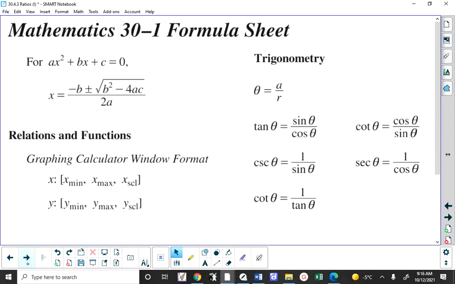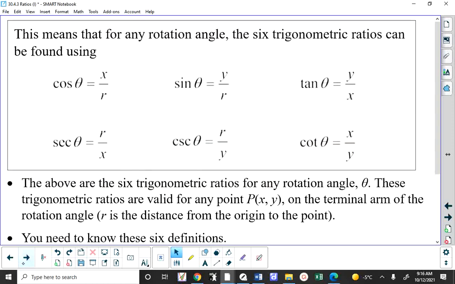Okay, so what does this mean? If we tie this together with Math 20, look at the top line in this box: cosine of theta equals x over r, sine of theta equals y over r, tan of theta equals y over x. We memorize these. So how do we calculate something like cotan of theta? Well, tan of theta is y over x, so cotan of theta is the other way around. It's x over y. Are you with me on that?